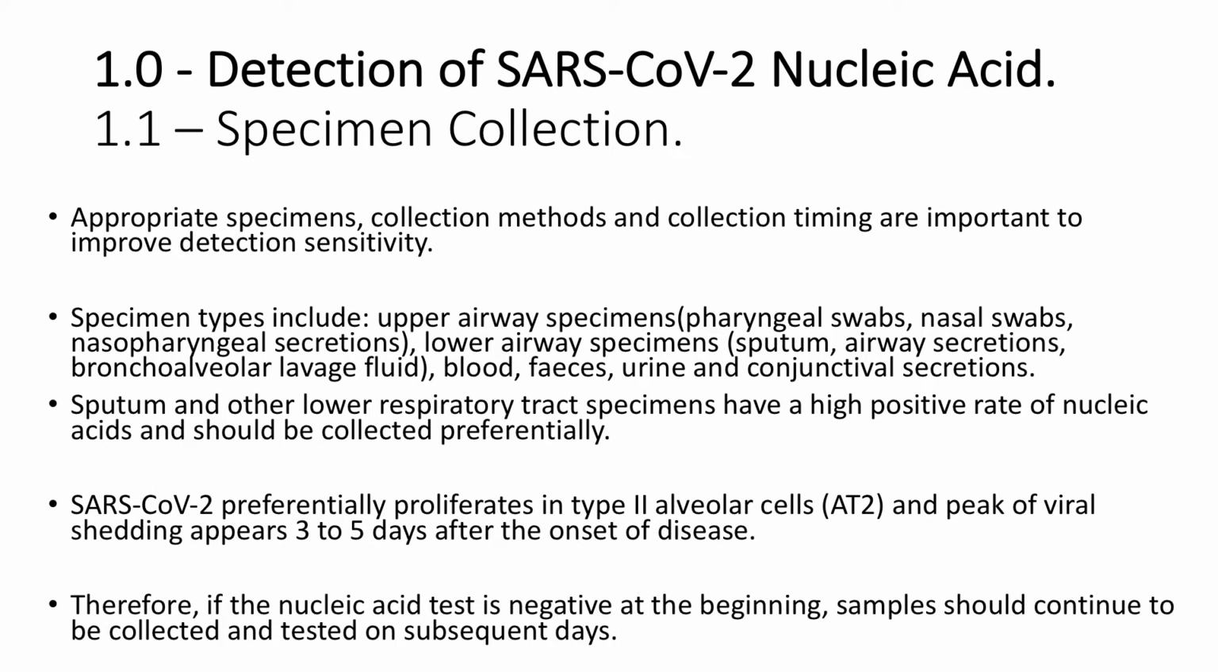Sputum and other lower respiratory tract specimens have a high positive rate of nucleic acids and should be collected preferentially. SARS-CoV-2 preferentially proliferates in type 2 alveolar cells, and peak of viral shedding appears 3 to 5 days after the onset of disease. Therefore, if the nucleic acid test is negative at the beginning, samples should continue to be collected and tested on subsequent days.